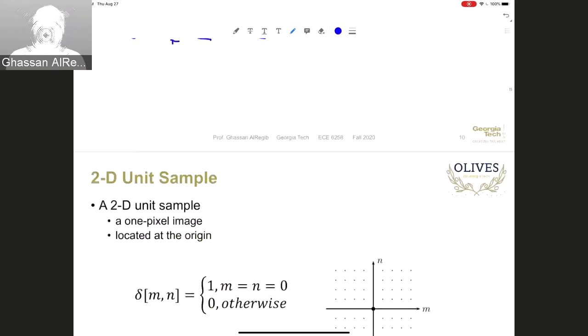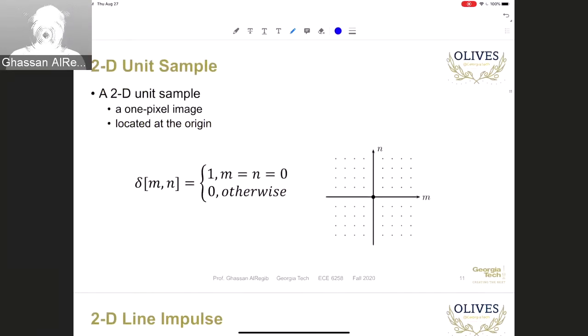So the most common one we will be studying is a unit sample. And maybe you are familiar with the definition of delta of n from undergrad.